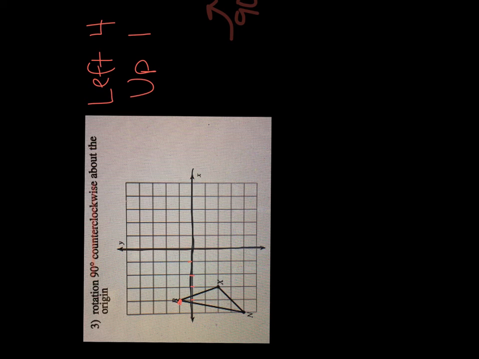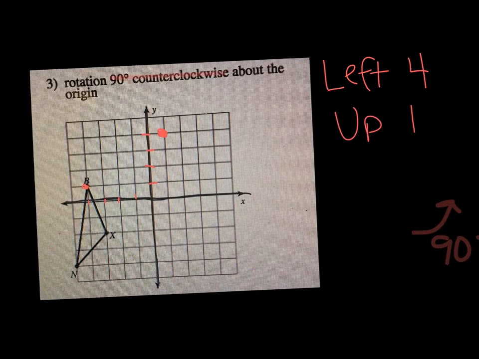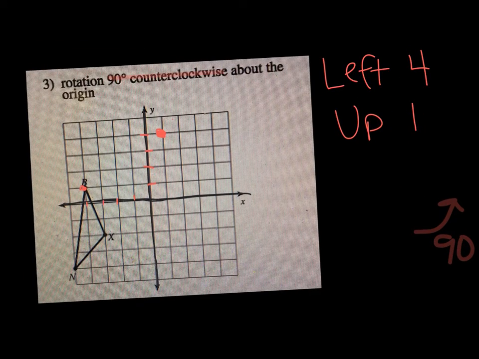So I'm just going to do literally what my instruction says, but this time I'm going to be looking at it from this direction. So once again, it says left 4, so 1, 2, 3, 4, and up 1. So right there is where I end up. So now if I take a look at my graph, that is where the new point B will be, because I just followed my instructions.